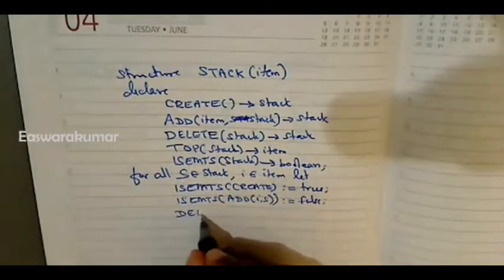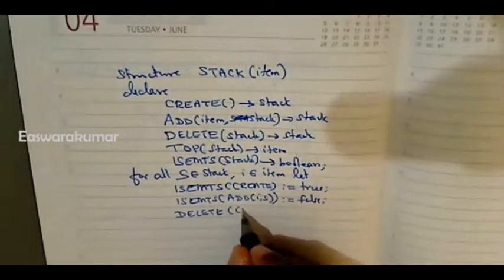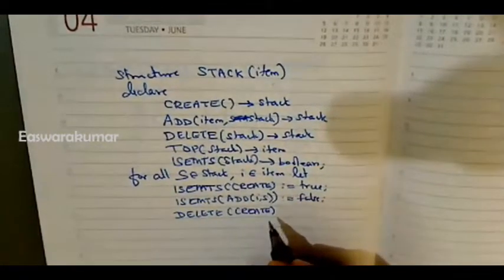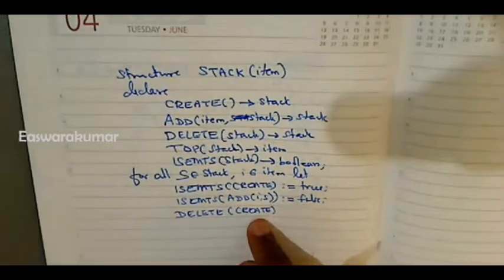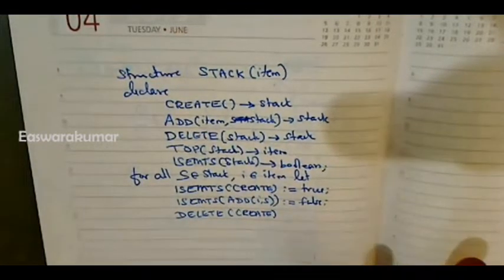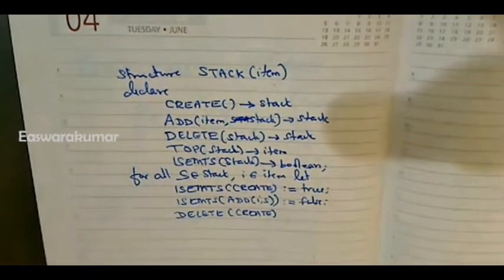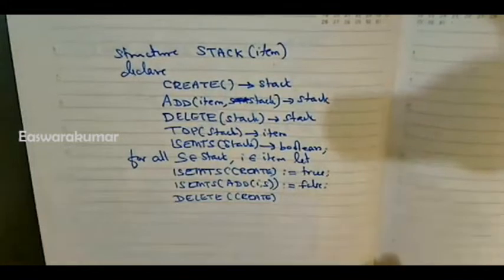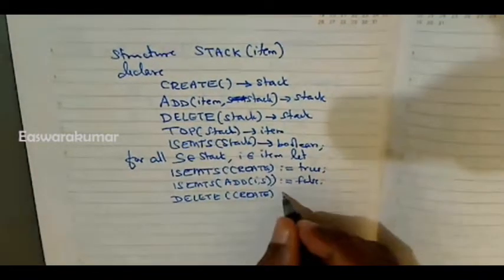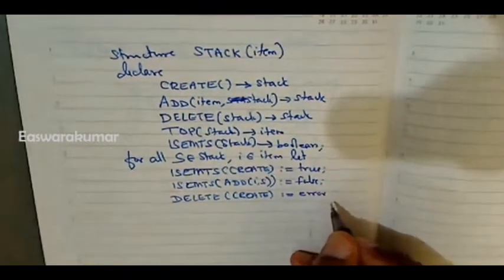Similarly, we can say delete, and within brackets create. Here, create will create an empty stack. So we are trying to delete from an empty stack. We cannot delete, right? Nothing is there in the stack, so if nothing is there, we cannot remove anything. Therefore, when you execute delete on a create function, that will return error.